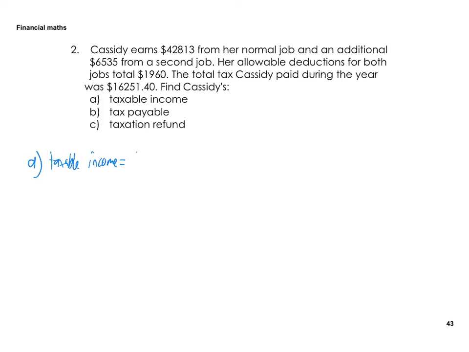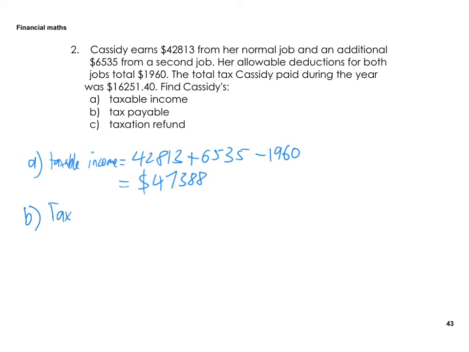Remember, you need to add income sources and take away deductions. So first income is $42,813. She also has a second job, so add that up because she's taxed on that second income as well. Then take away the deductions of $1,960. And that ends up being $47,388.